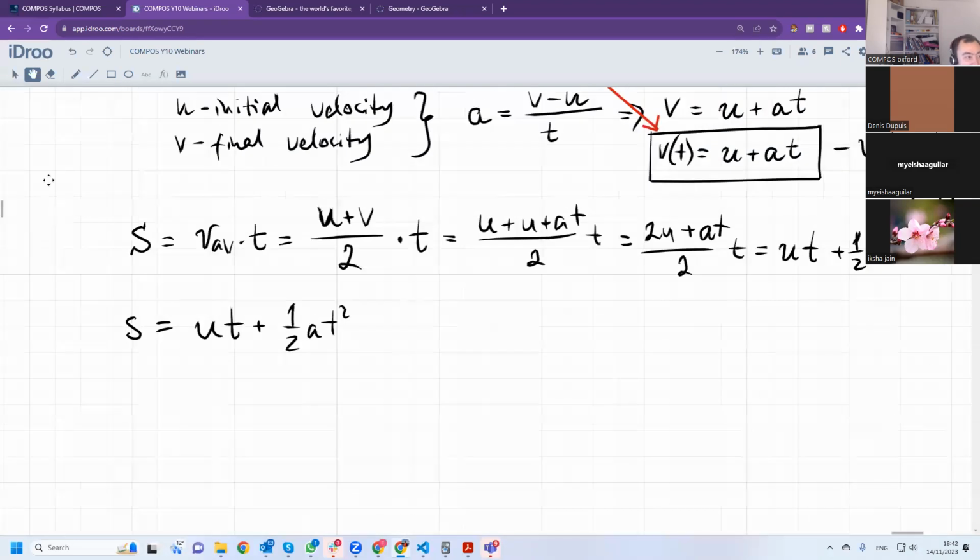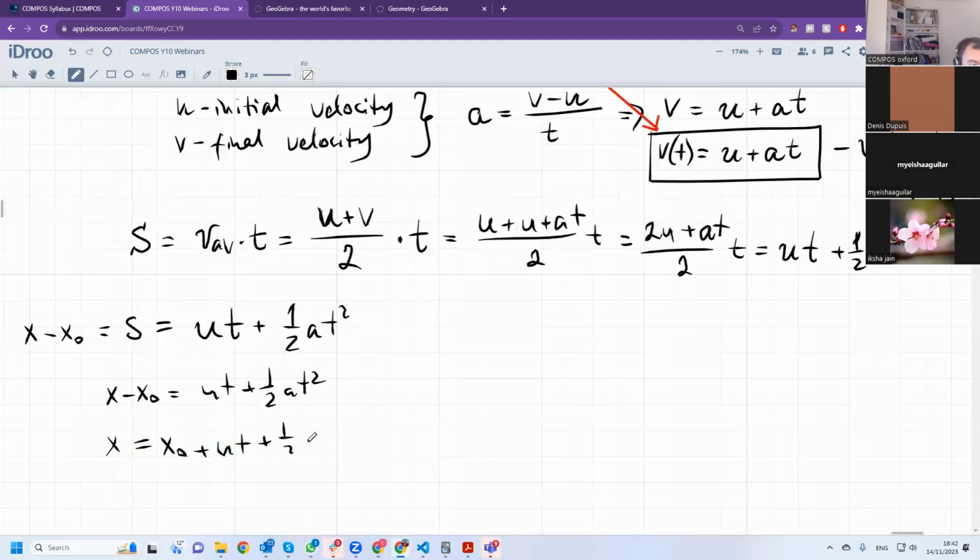Now, what is S? Well, S is the displacement. And what is the displacement? Well, the displacement is the final position minus the initial position. So displacement is x minus x0. So we can write x minus x0 equals ut plus 1/2 at squared. And now we can write x is equal to x0 plus ut plus 1/2 at squared. And of course, it's a function of time.